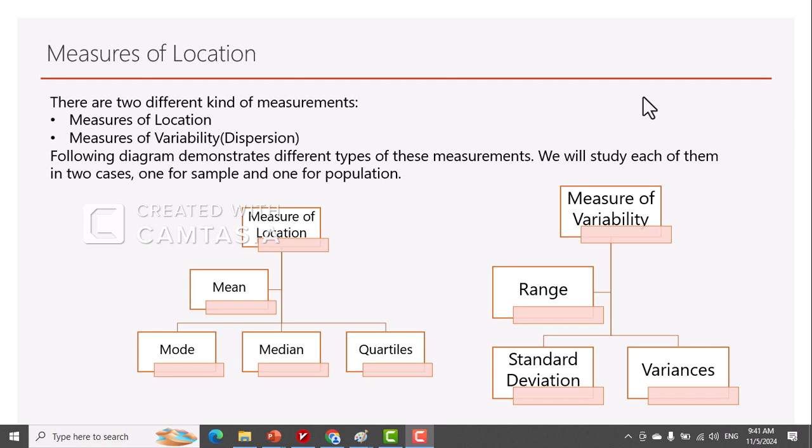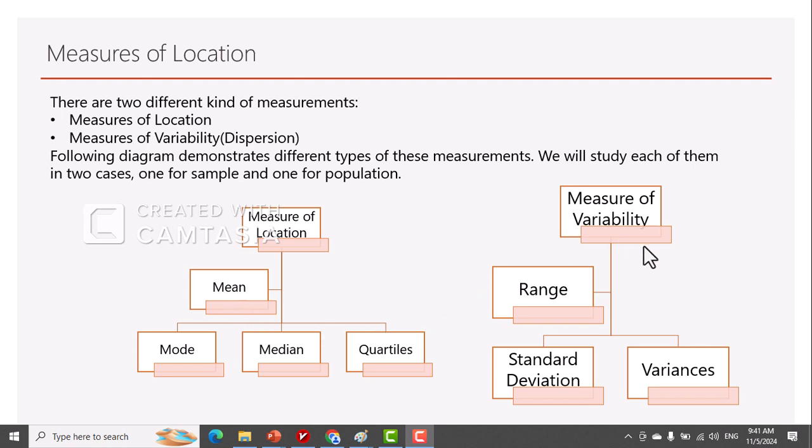We have two types of measures: measures of variability and measures of location. Each of them gives us some information. At the end of the day, we will discuss the differences between these two types of measurement. For measures of location, we have mean, mode, median, quartiles, and so on. So we have several types of measurements over here.